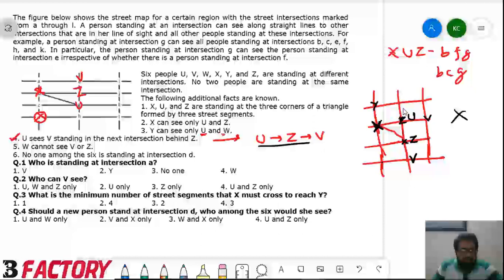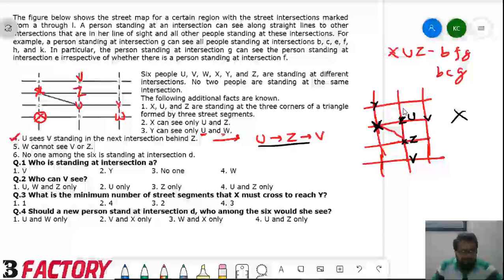Now where can we place y? We cannot place y here. Y cannot be here as well. Y can be here. If y is here, we cannot place w here. W can be placed here. All six are settled.